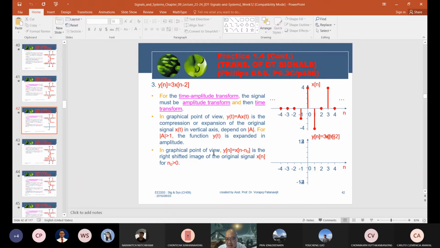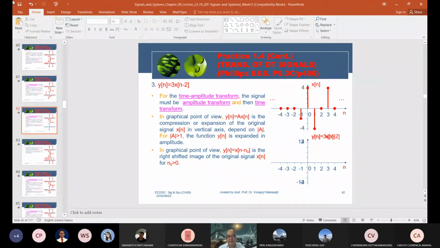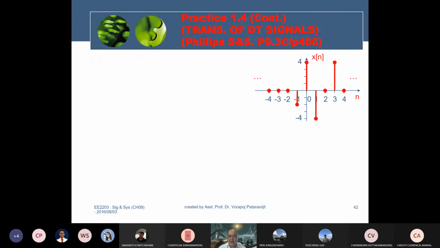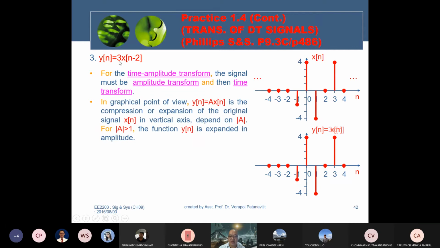Again, a little bit again, wait a minute. Okay, therefore, we have both time and amplitude transform. You must proceed with the amplitude first. For the amplitude, you take amplitude scaling by 3. Scaling by 3 means you expand the vertical axis 3 times.